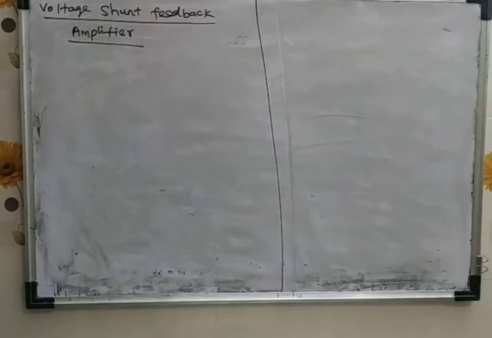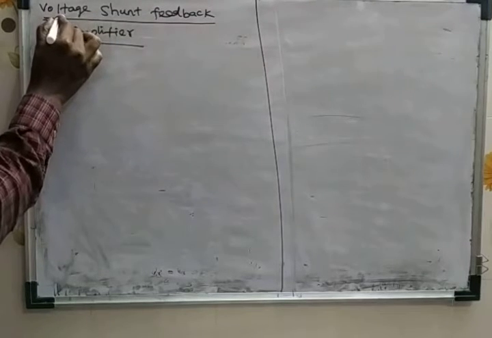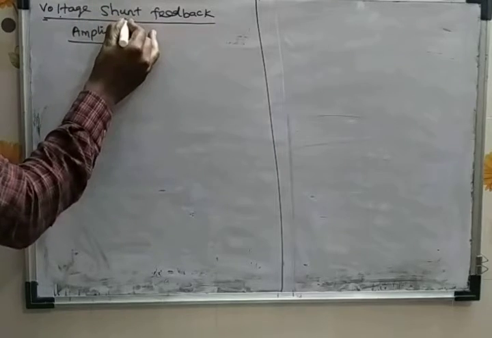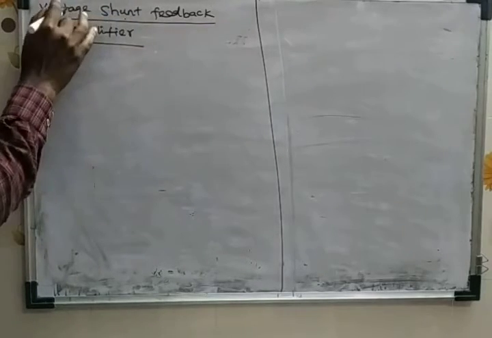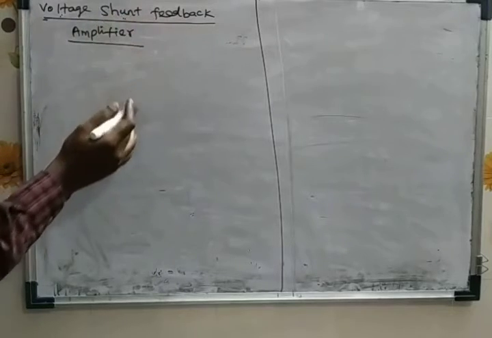In this lecture, we are going to see about the voltage shunt feedback amplifier. So let me show the block diagram of the voltage shunt feedback amplifier. Here we have voltage sampling and shunt type of mixing. So sampling is voltage and the mixing network is shunt type.